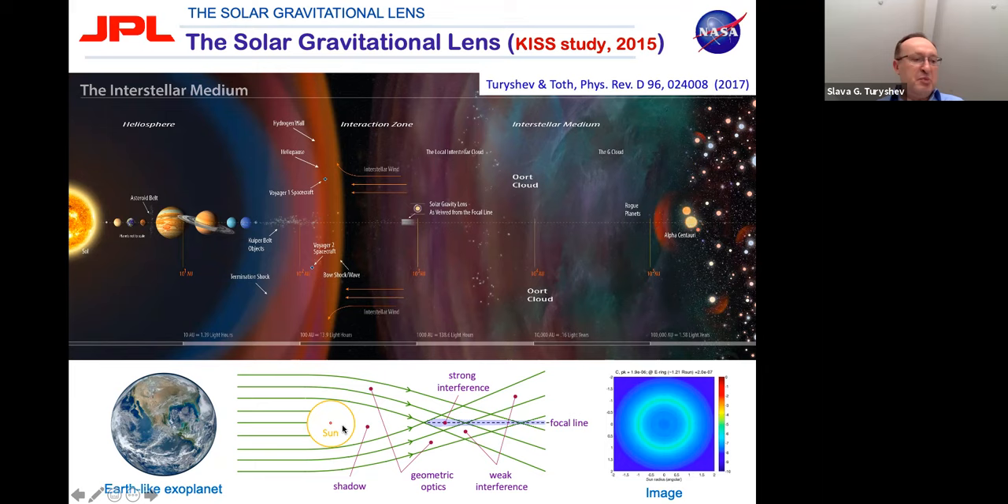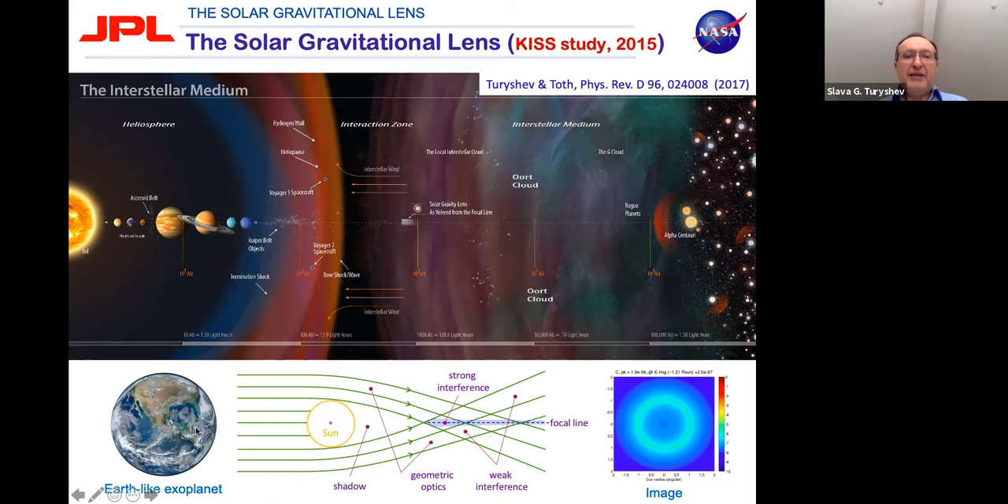But realistically, in the practical sense, if we can place a 1 meter telescope in something that we call the strong interference region of the solar gravitational lens, and the strong interference region is shown in this picture, it's a pencil sharp beam that is very close to the optical axis of the solar gravitational lens. And for your benefit, we define the optical axis as the line connecting the center of the object that we image and the center of the sun.